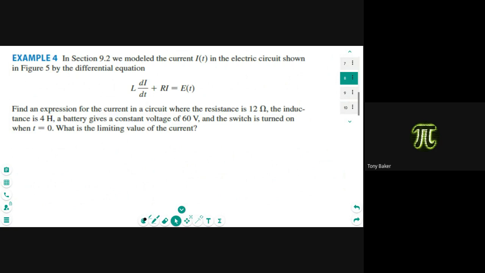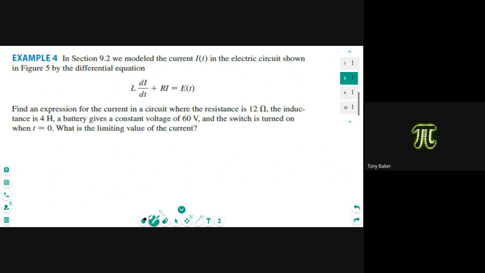In this situation, they want us to find the limiting value of the current. So they want us to find out what's the highest current you could possibly get. Does it actually converge to an actual value? It's basically what they're looking for. They're giving you your equation, that is your differential equation. They're giving you information to plug into that equation. So we have our initial equation there.